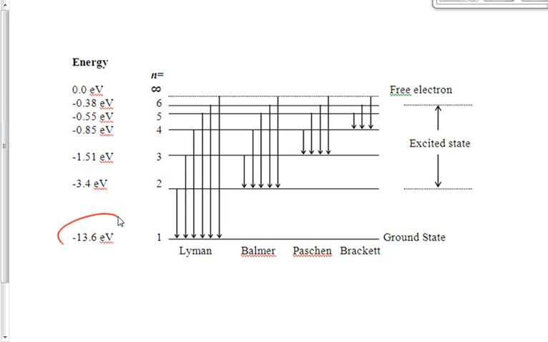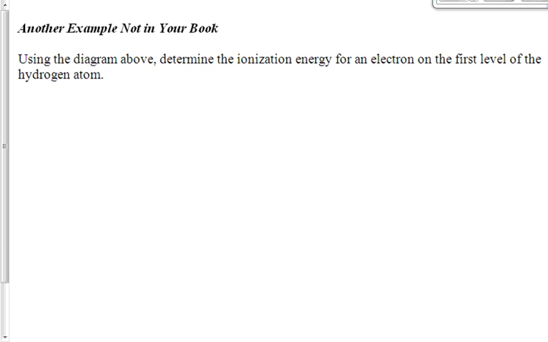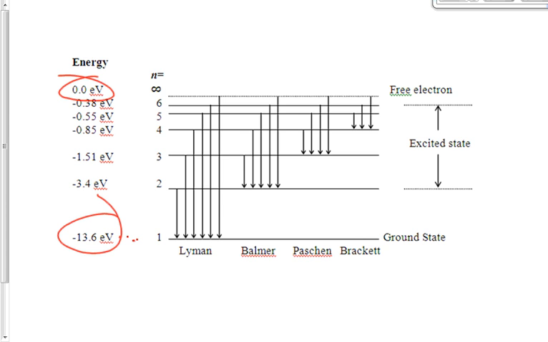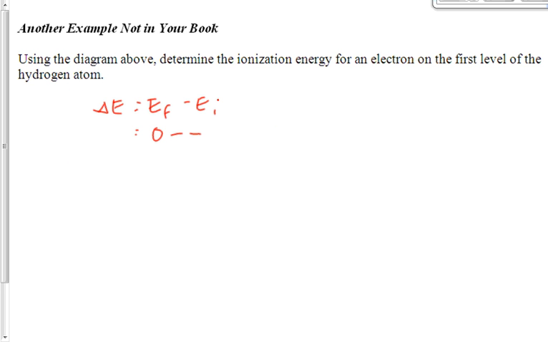Well, we're going to do it the same way as we just did the last question, right? We're going to say delta E is equal to EF minus EI, but this time we're going up. So the final energy is the higher level. The energy of the final is 0 because it's the infinite level. The initial energy was negative 13.6. 0 minus negative 13.6 gives me 13.6. Notice it's a positive because energy was absorbed in that case. It's not given off.